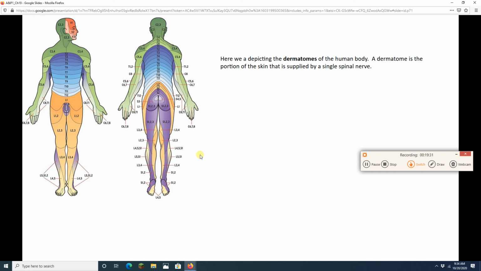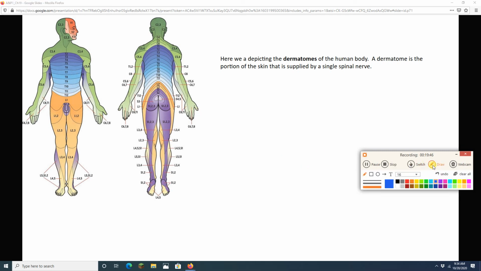I do not want you to memorize this at all. You should have a good general idea of where things are. And if I showed you this map, you should be able to read it. Like, for example, if I showed you the map of the front here, and I said somebody had no sensation right here, what spinal nerve pairs could be implicated? Well, the answer would be L2 and L3 because you just read the map.